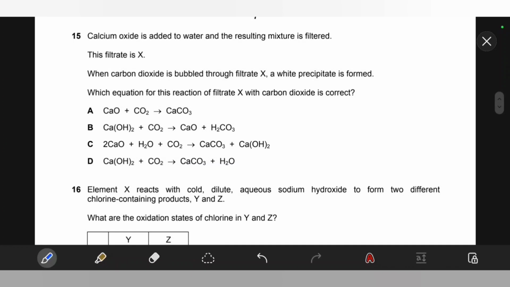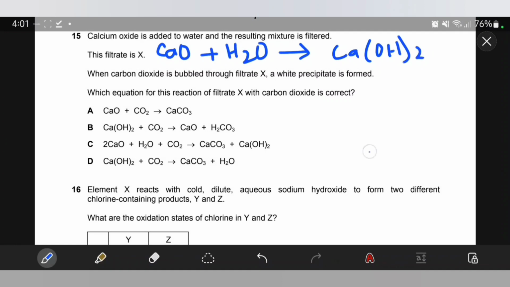Calcium oxide is added to water and the resultant mixture is filtered. The filtrate is X, okay. When carbon dioxide is bubbled through filtrate X, a white precipitate is formed. Which equation for this reaction of filtrate X with carbon dioxide is correct? So when CaO is added to water, what is going to form? Hydroxide is going to form.